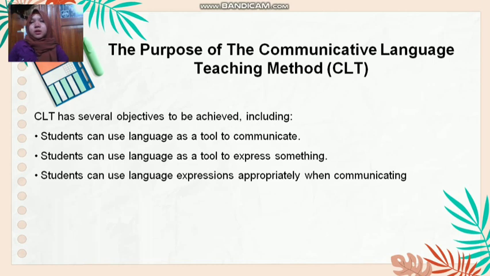And the next slide, the purpose of the communicative language teaching method. CLT or communicative language teaching has several objectives to be achieved, including students can use language as a tool to communicate, and then students can use language as a tool to express something, and then students can use language expressions appropriately when communicating.